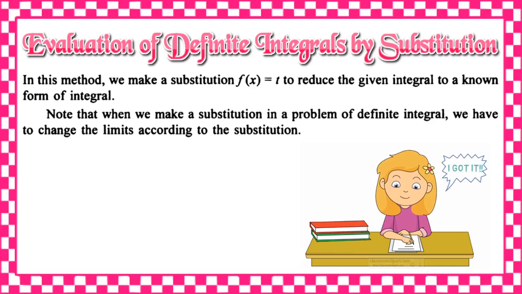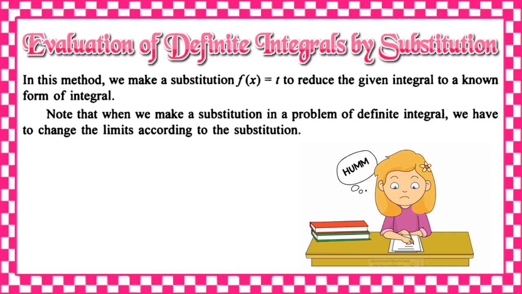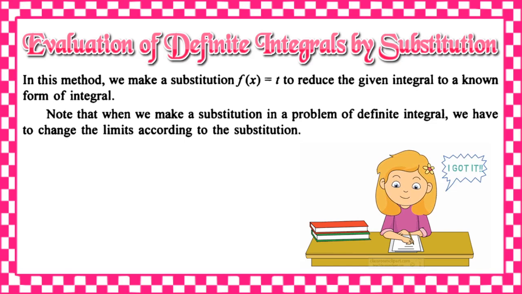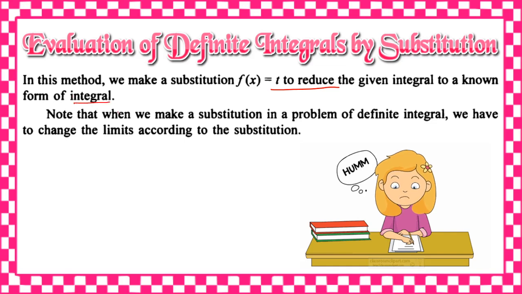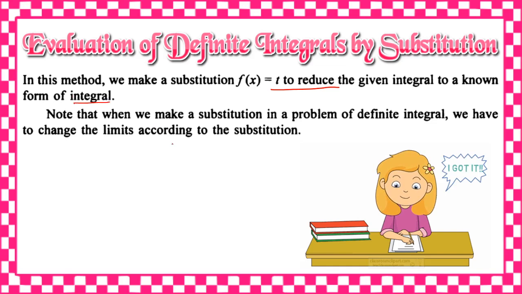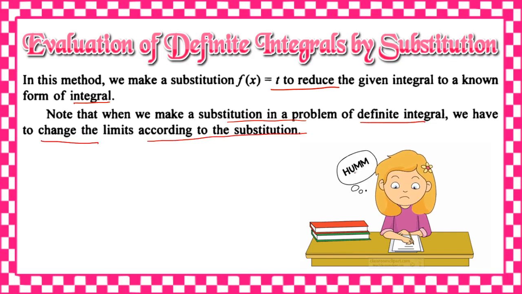Substitution method is nothing new for us. We have already used this method in indefinite integrals, but here is a slight change that we have to take care of. In this method, we make a substitution f(x) equal to t to reduce the given integral to a known form of integral, and then it will be easy for us to integrate the function. But we have to note that when we make a substitution in a definite integral problem, we have to change the limits according to the substitution.